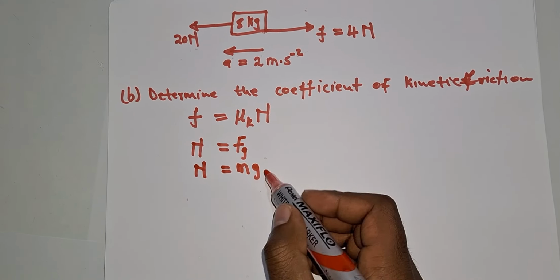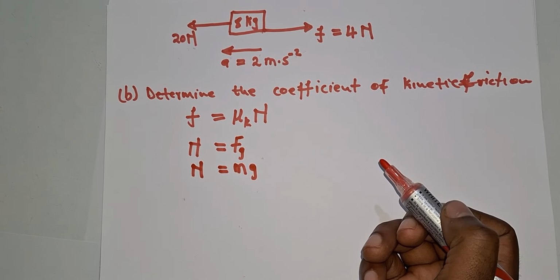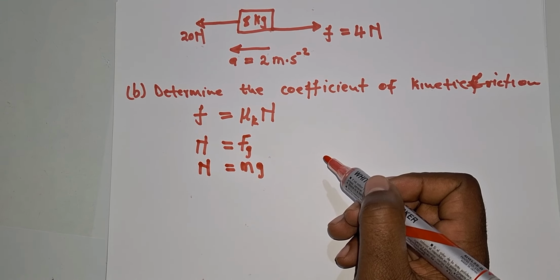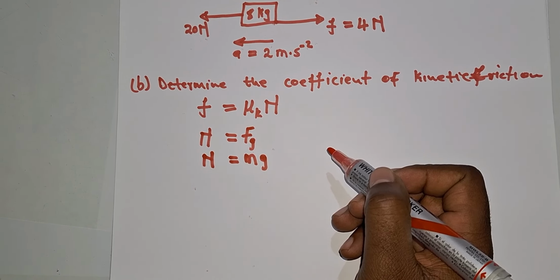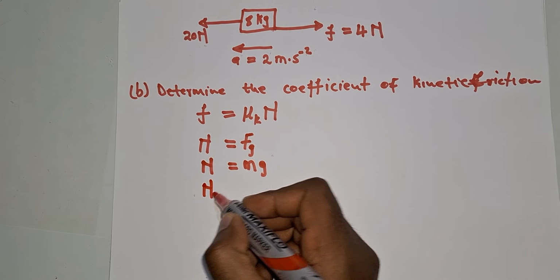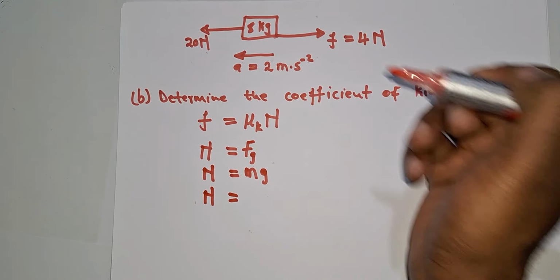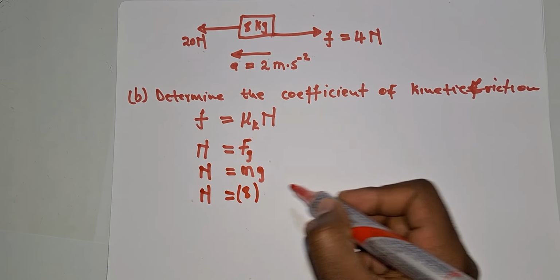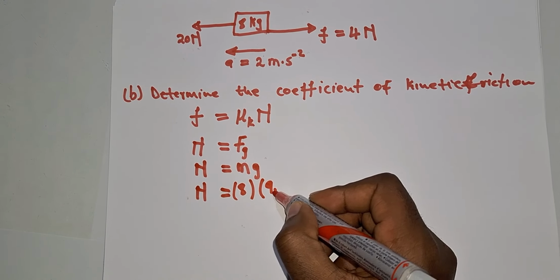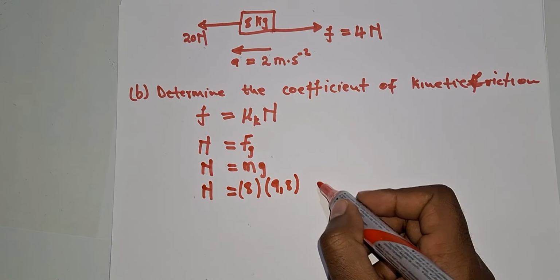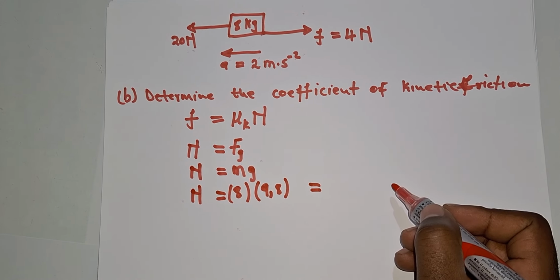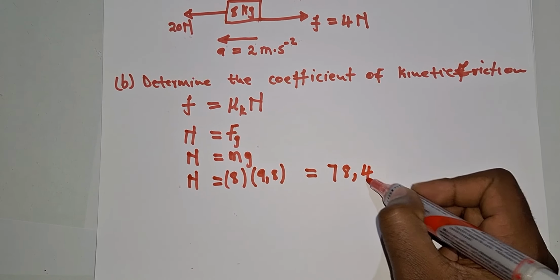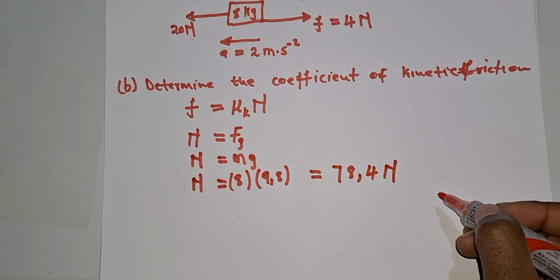We do know this value of the acceleration due to gravity, which is a constant value of 9.8 meters per second squared. Based on that information, and since we were already given the mass of this object, which is 8 kilograms, we multiply that with 9.8. And how much do we get? I believe we will get something like 78.4 newtons, which is our normal force.